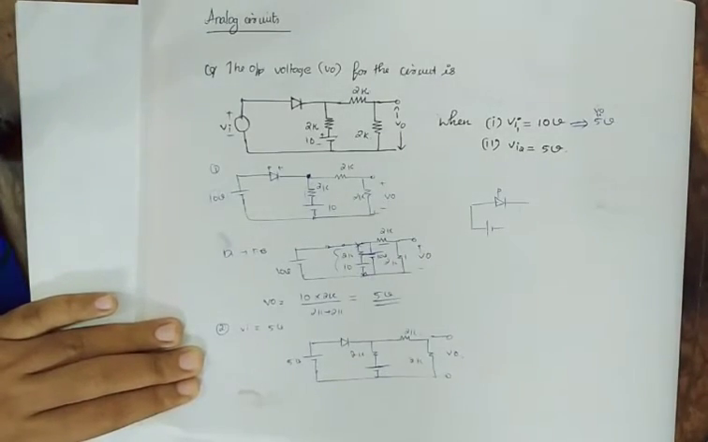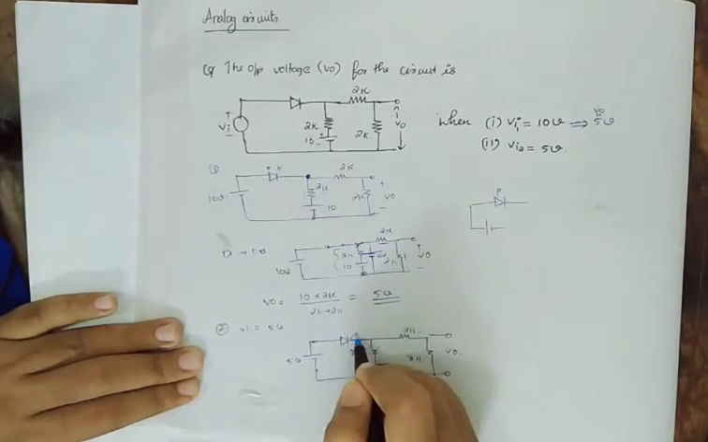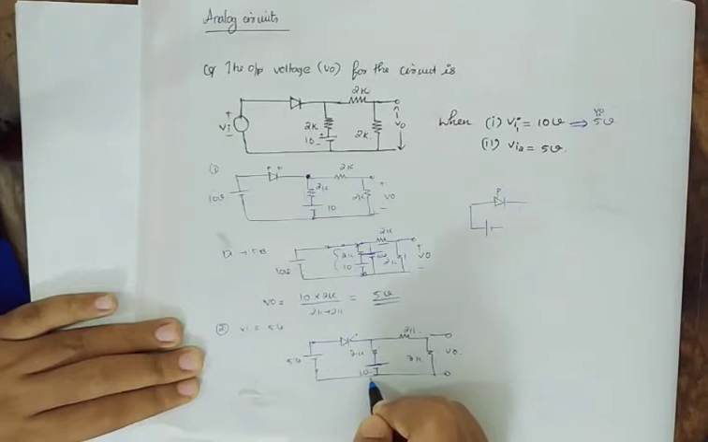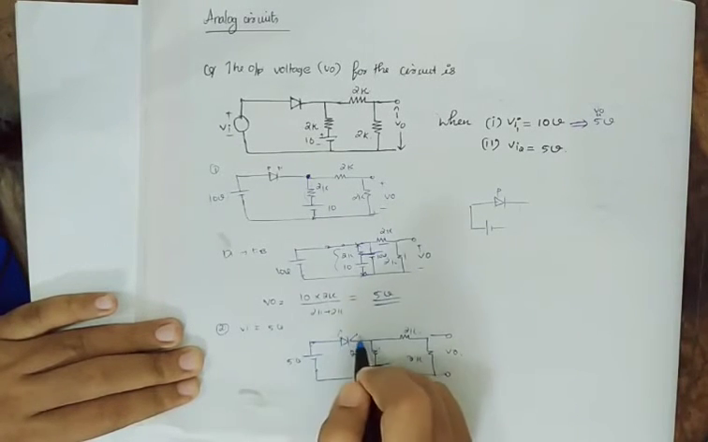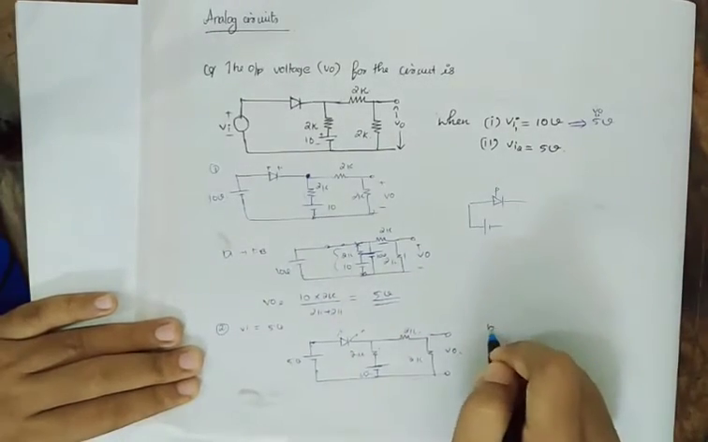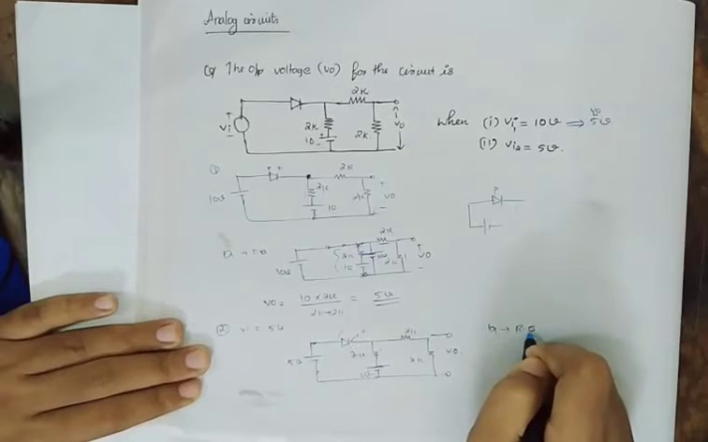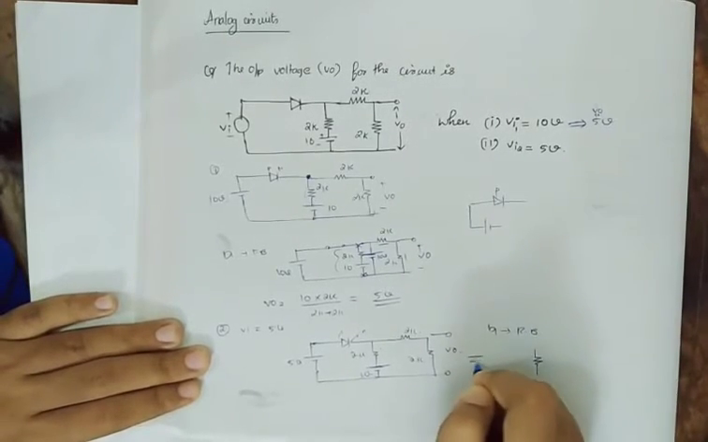And now we can see this is 10 volt. From here we can see this negative terminal, this N side, is more positive compared to the positive terminal, that is our P side. N side is more positive compared to P side. That means this diode is reverse biased. So it will be open circuited, and the rest of the circuit will look like this.